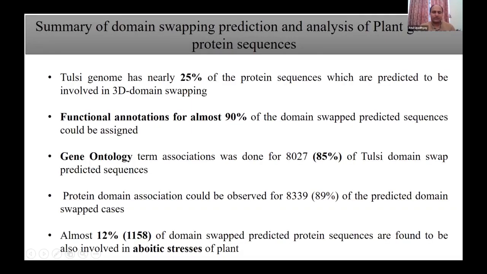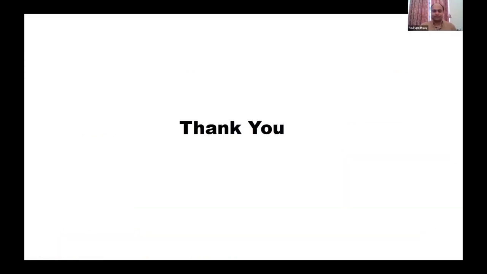Almost 12%, that is 1158 of the domain swap predicted protein sequences are found to be involved in the abiotic stress of the plant. So with this analysis we have emphasized that in case of plants, these proteins which are involved in domain swapping have some role to cope with stresses like abiotic stresses in the plants, and also they are involved in the secondary metabolic production pathways.